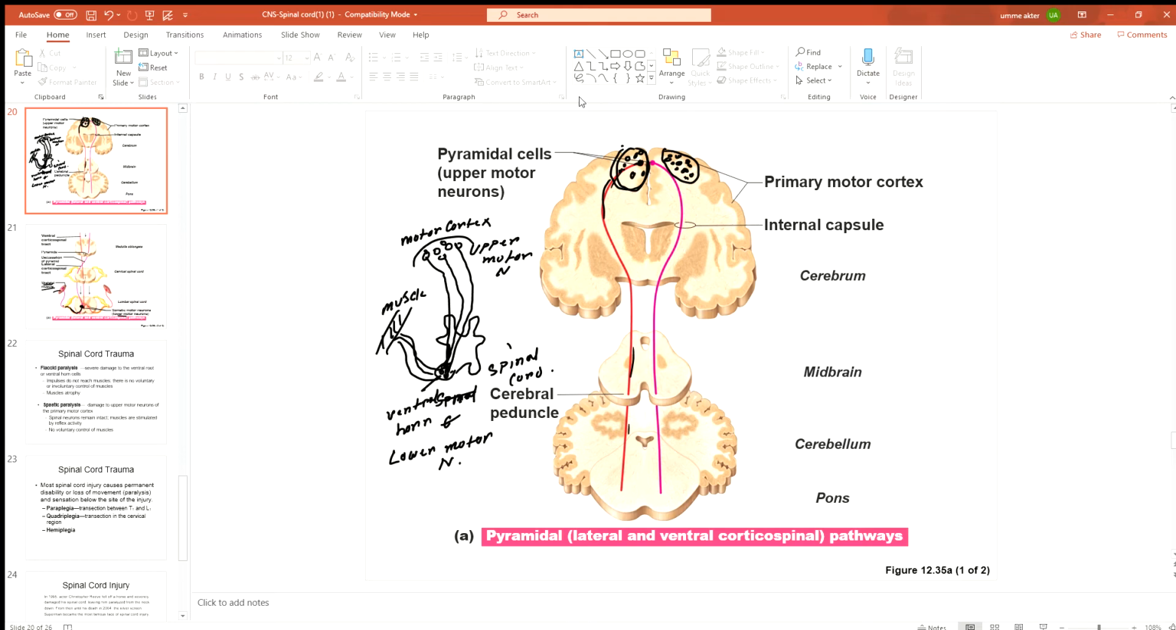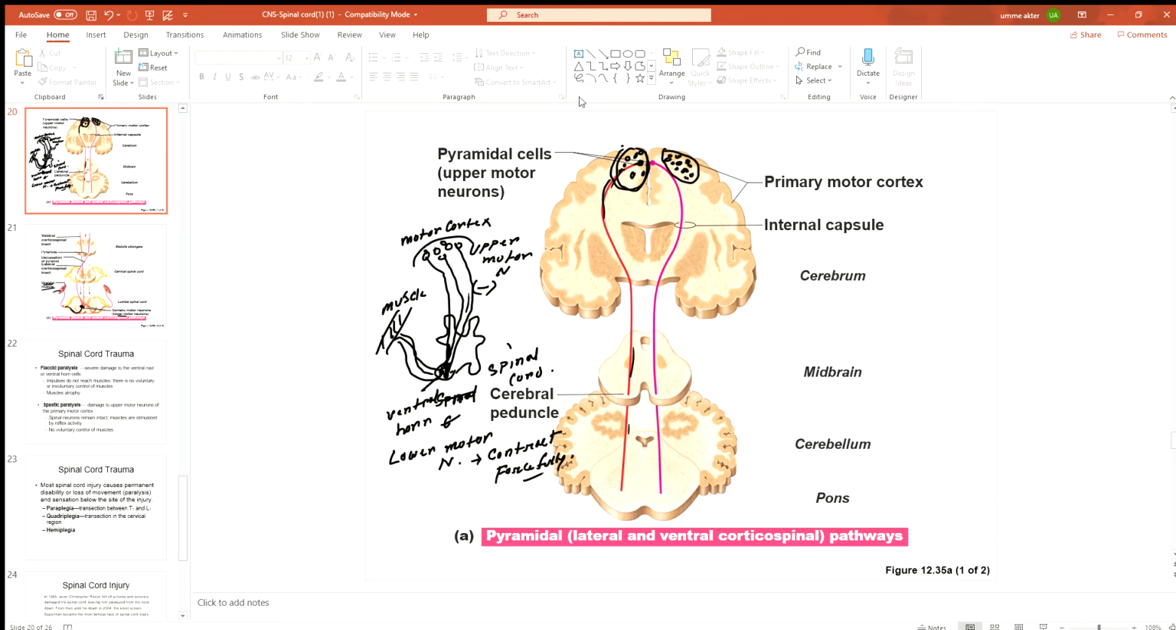Now remember, lower motor neurons always try to contract the muscle forcefully, strongly. So lower motor neurons try to contract the muscle forcefully. Works too much, hyper. And upper motor neurons are always sending signal to the lower motor neurons and telling them, don't contract the muscle too strongly. So inhibition is going from the upper motor neurons to the lower motor neurons.